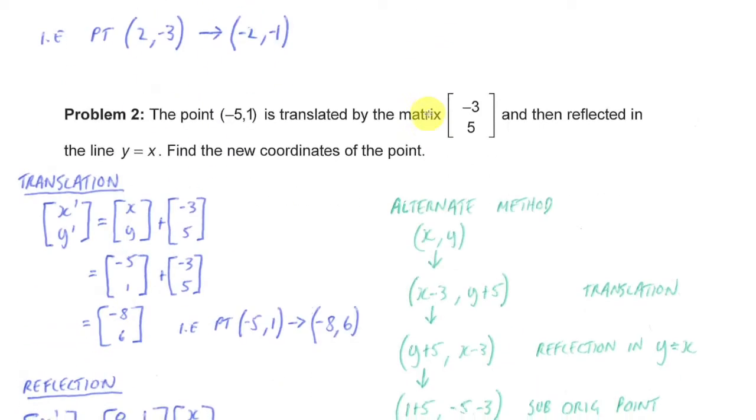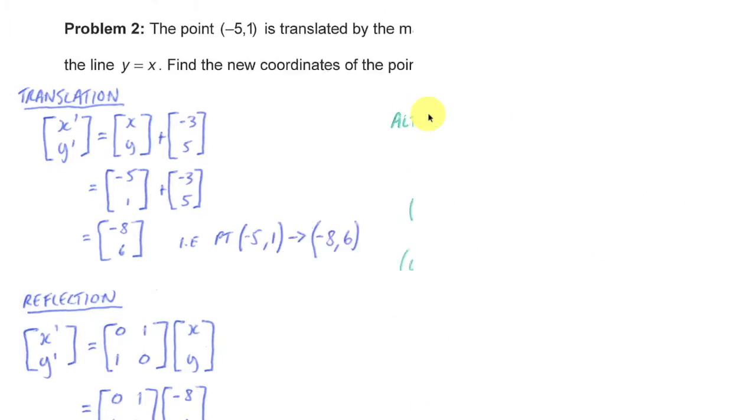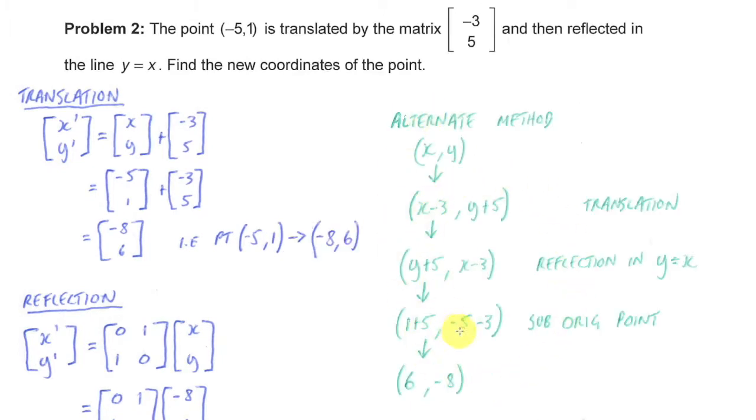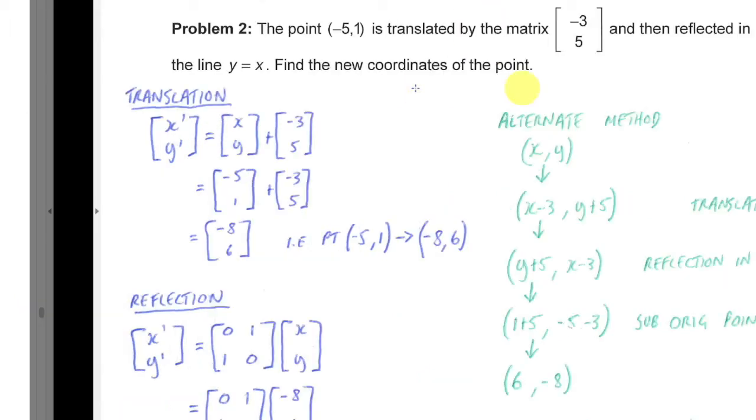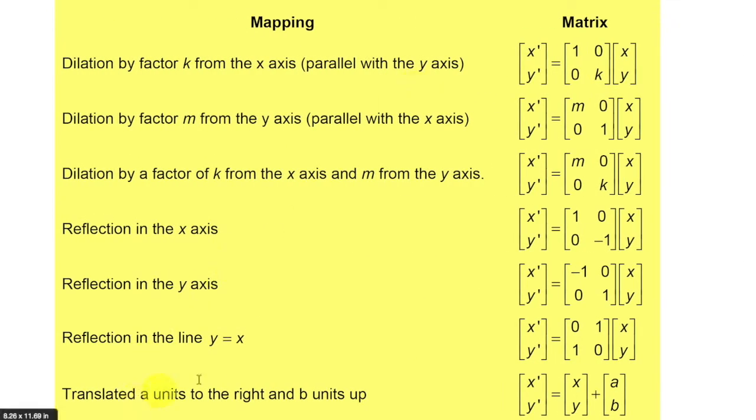Problem 2. Just ignore what I've got in green here, I'll explain that at the end. The point (-5, 1) is translated first of all by this matrix and then reflected in the line y equals x. Find the new coordinates of the point. So we have to do this in 2 stages. Firstly, we're just going to deal with (-5, 1) being translated by this matrix and see what that produces. So again, I'm using the translation matrix, here it is, or the translation setup.